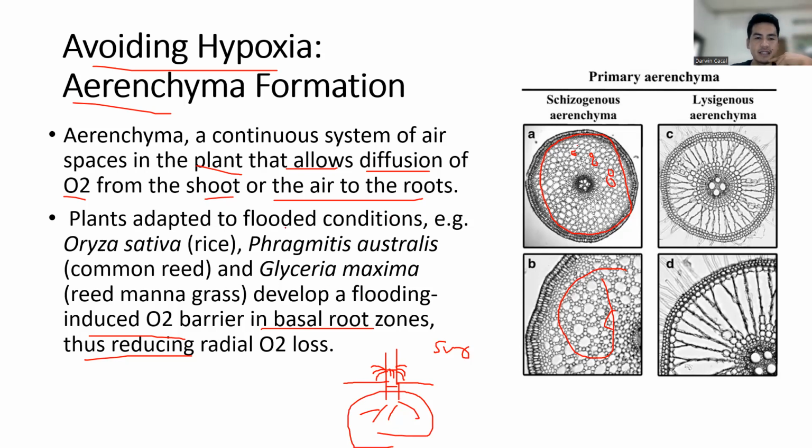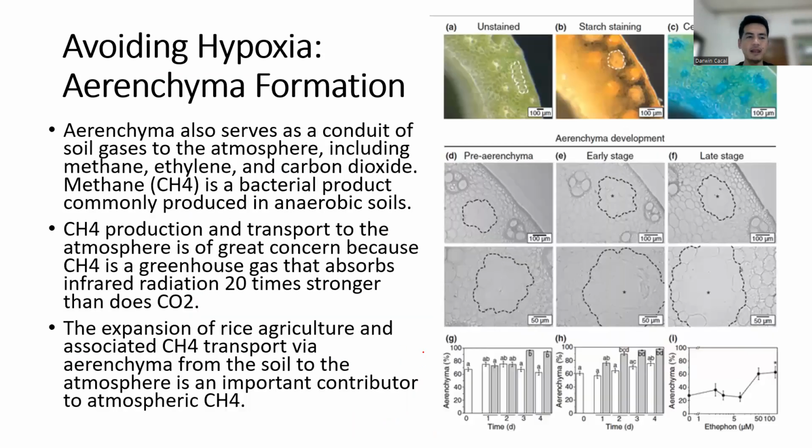So, itong mga plants naman na flooded conditions develop a flooding-induced oxygen barrier. So, merong oxygen barrier doon sa root zones. Pero kung hindi nila kaya ito, another strategy is to produce roots in the node part ng ating grasses, especially sa mga sugarcane natin. Okay?